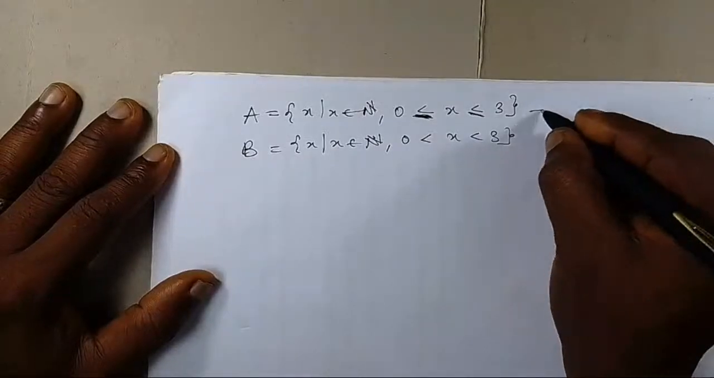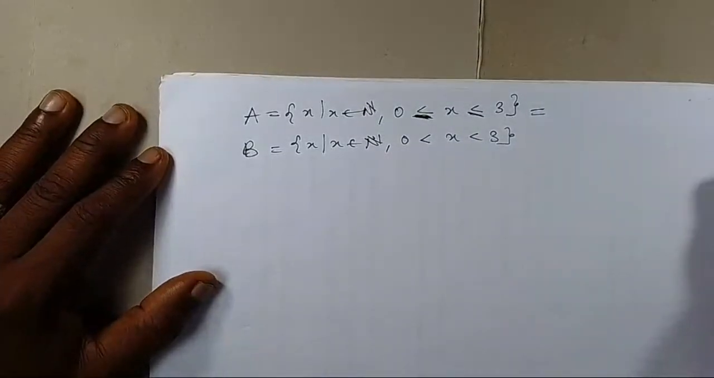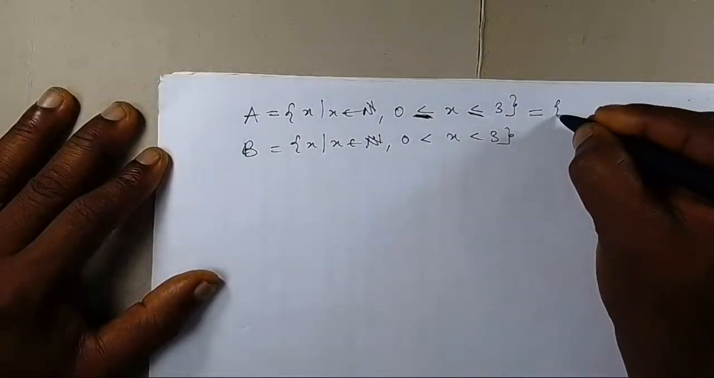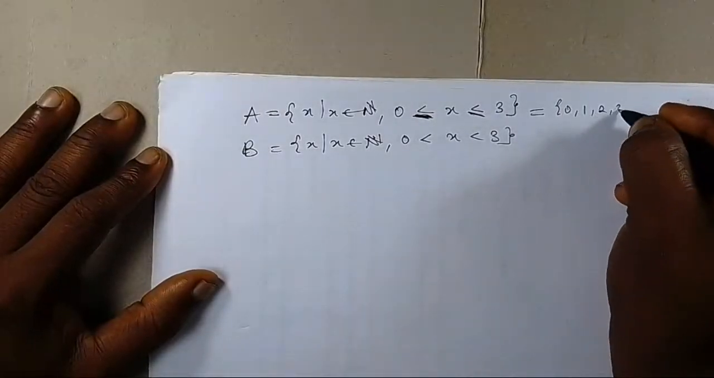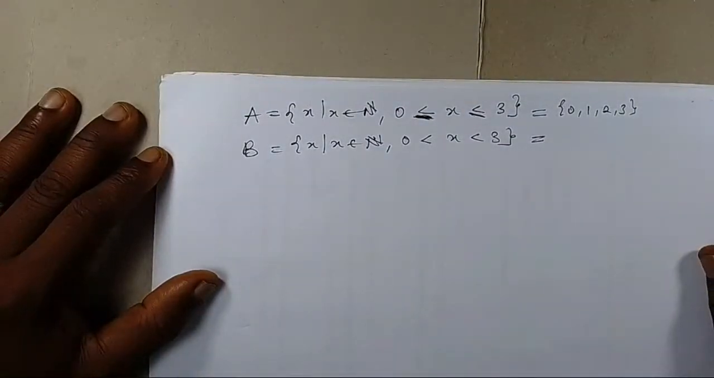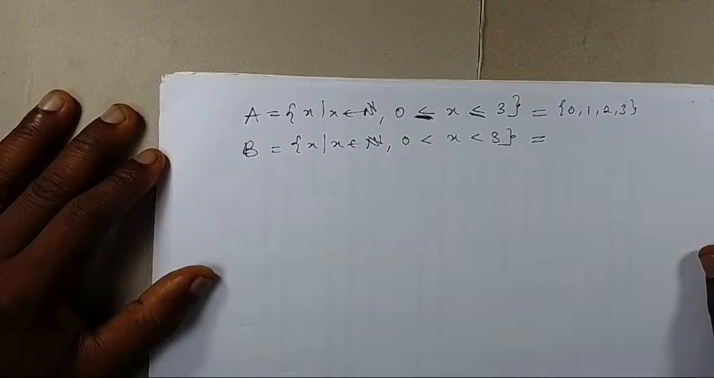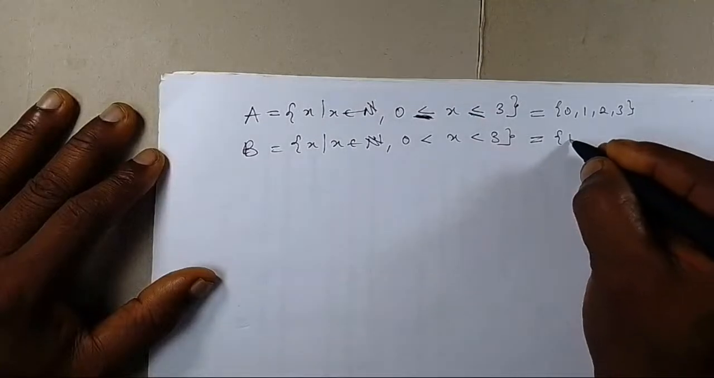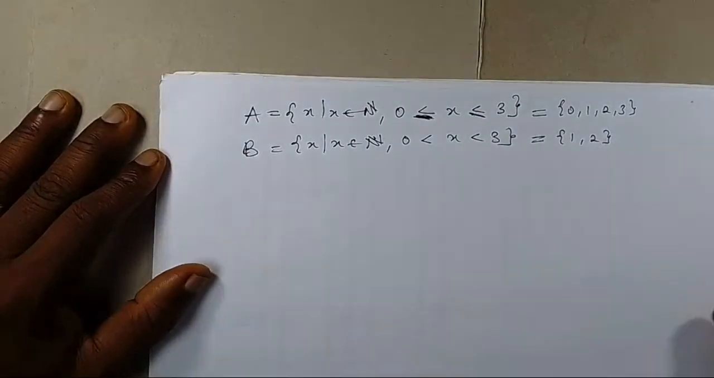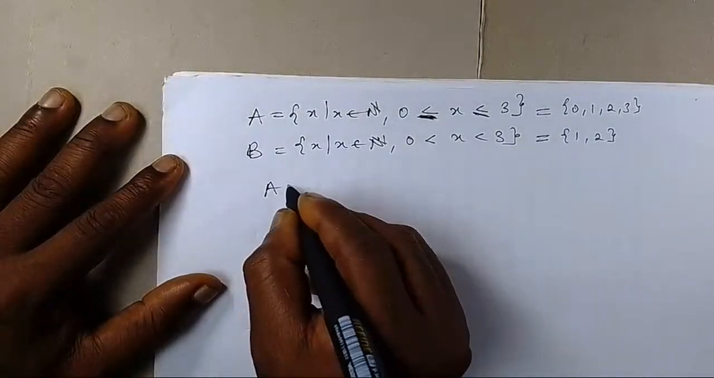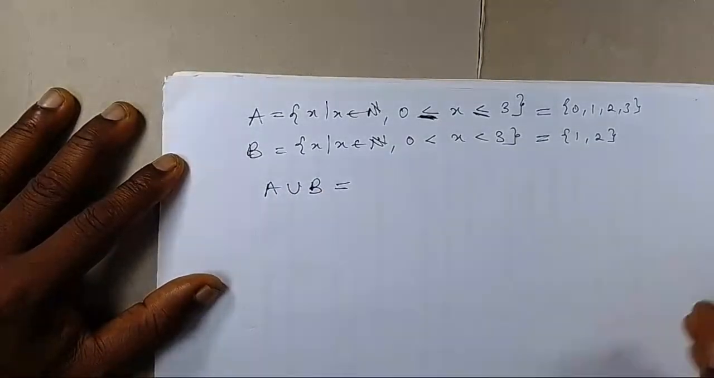Now, for this set here, the only natural numbers that lie between 0 and 3, with 0 and 3 included, are 0, 1, 2, and 3. Then, if you come over to the next case, the only natural numbers that are found between 0 and 3 without 0 and 3 are just 1 and 2. So the question now is, what is the union of A and B?